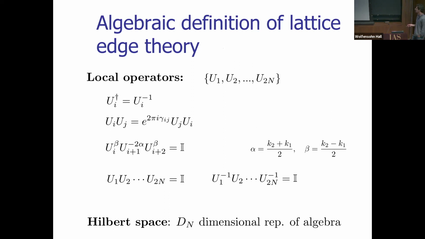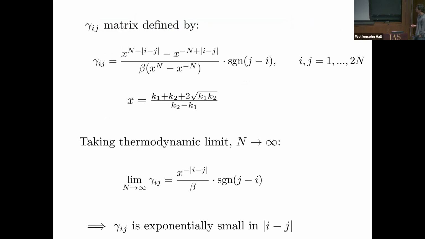You find that the UIs commute unless they're nearest neighbors, basically. And their commutator is just, you know, e to the pi i over k or something like that. It's very, very simple. But in the generic case, you get a slightly more non-local commutation structure.